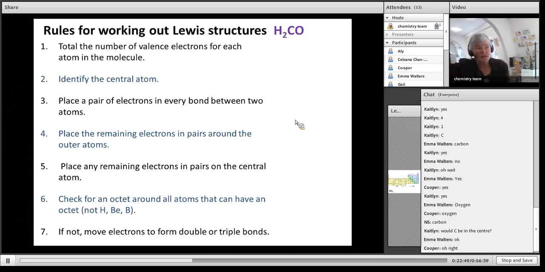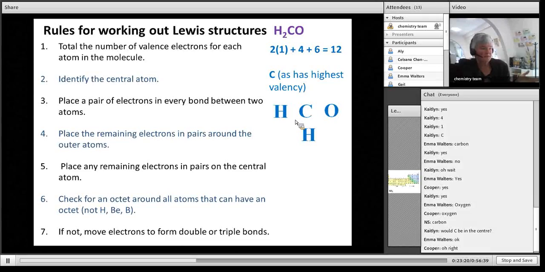Hydrogen group 1, 1 valence electron. Carbon group 14, 4 valence electrons. Oxygen group 16, 6 valence electrons. So it's 2 from hydrogen, 4 from carbon, 6 from oxygen, gives me 12 dots I need to distribute. So the central atom, as we've done just now, carbon has the highest valency, so carbon will be in the middle. Okay, so I put carbon in the middle, so I'm now on step 3.